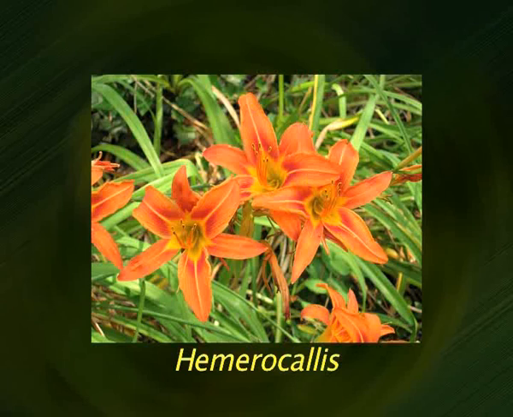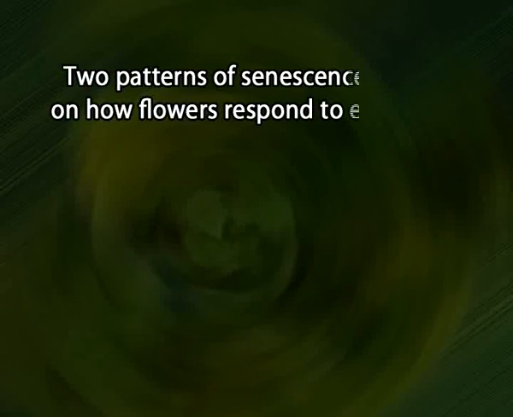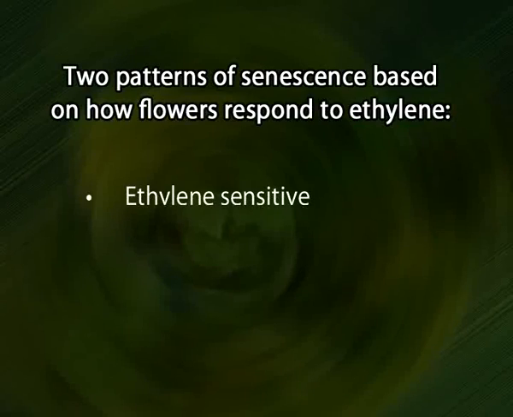However, in other species such as iris, hemerocallis, and alstroemeria, it appears to play little or no part. Based on how the flowers respond to ethylene, two patterns of senescence, with ethylene sensitive and insensitive systems, are recognized.